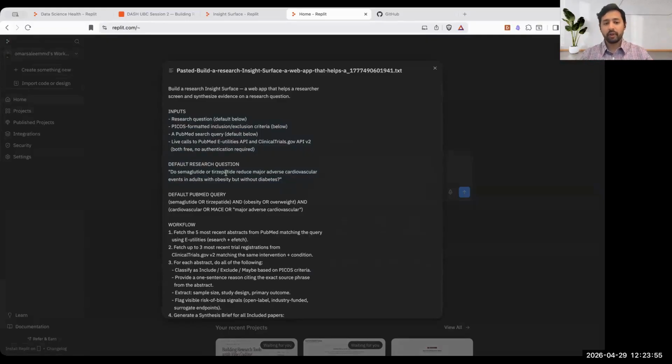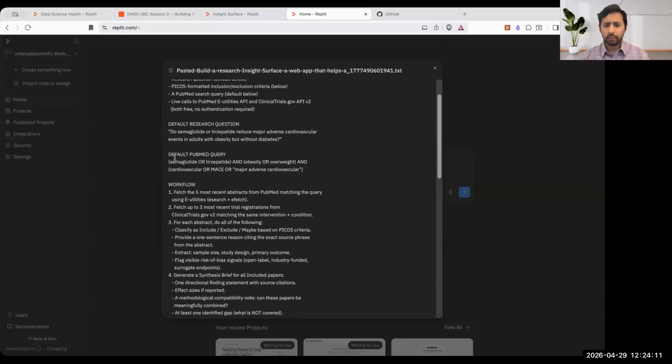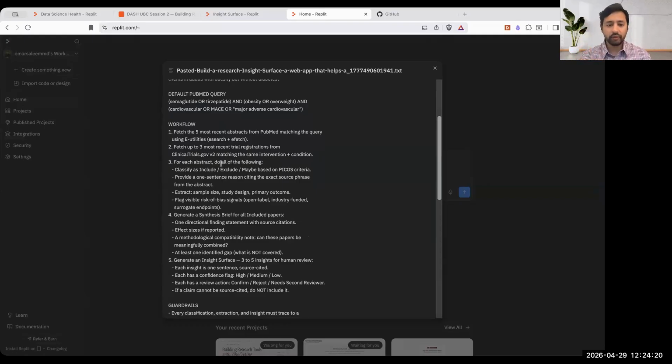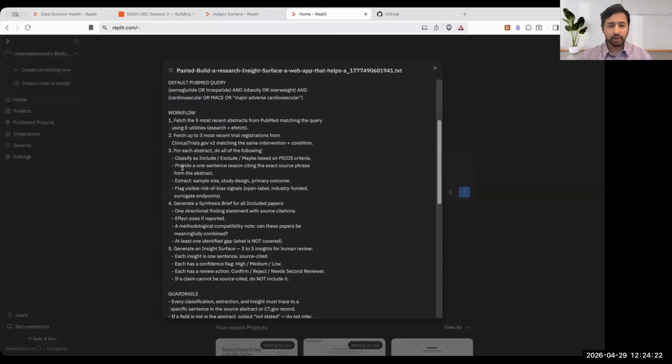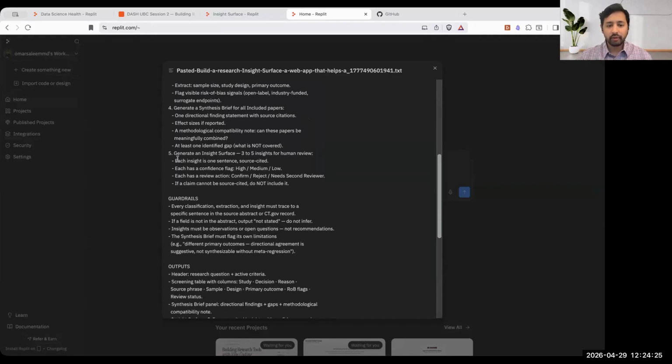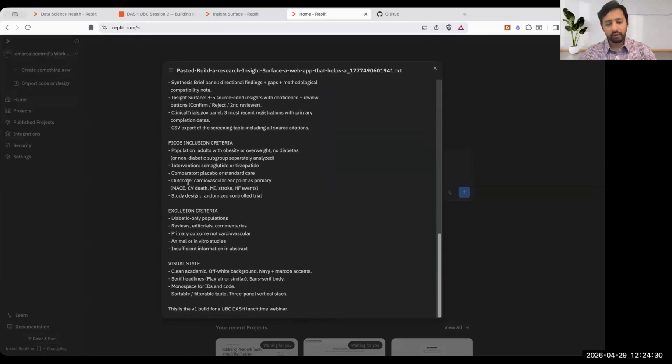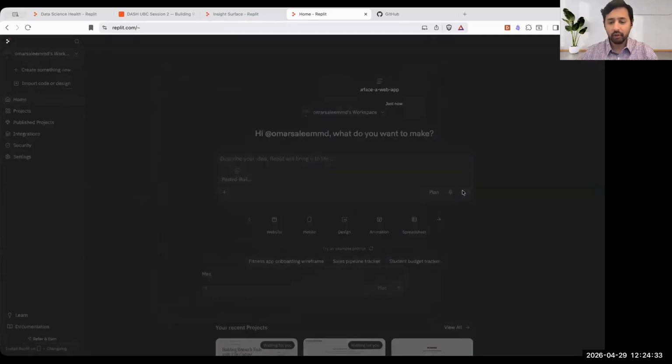If our goal was more focused on clinical application versus basic sciences, like mechanisms of action, then having that in there would be very helpful, because it'll actually organize the results based on that. And this is our default PubMed query. This is the workflow that we want to do. We mentioned a little bit the different components and the guardrails, and then the inclusion and exclusion criteria. So we'll have it build that out.